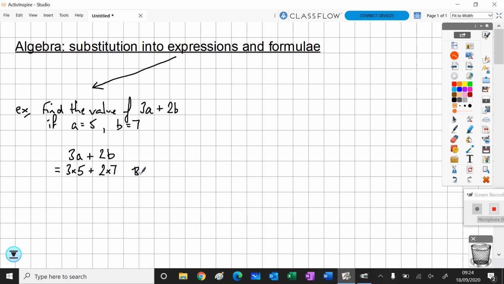Now you need to remember BIDMAS, which tells you that the multiplications are much more important than the addition. That addition can wait till later on. So I'll perhaps just copy the plus down and concentrate on getting these multiplications right. And then I can put the final answer of 29. That is how you substitute into an expression. The expression might be a lot more complicated.